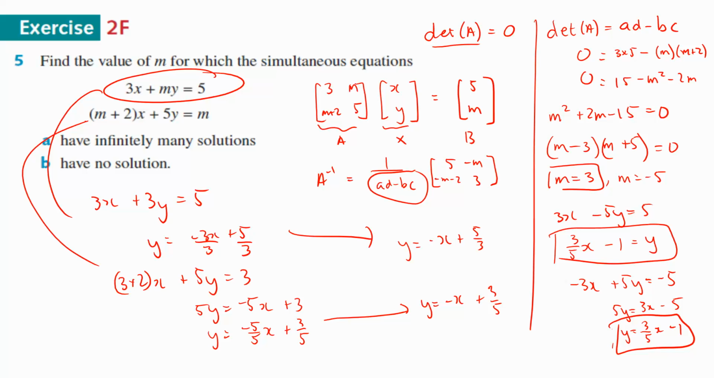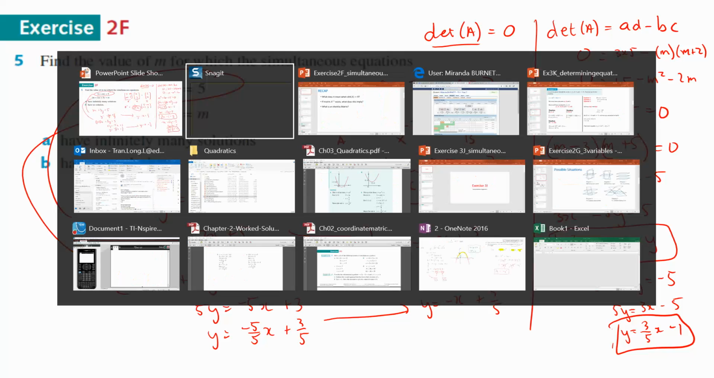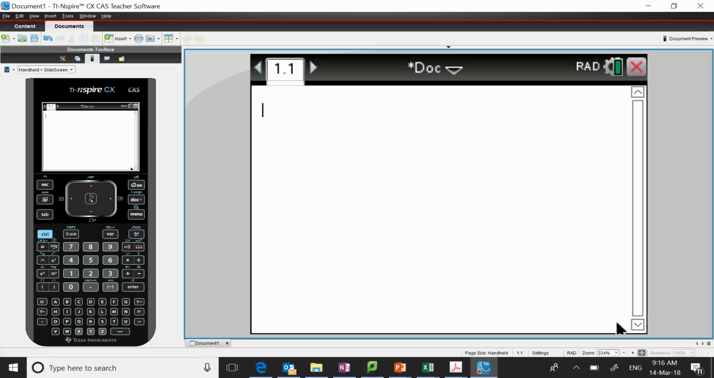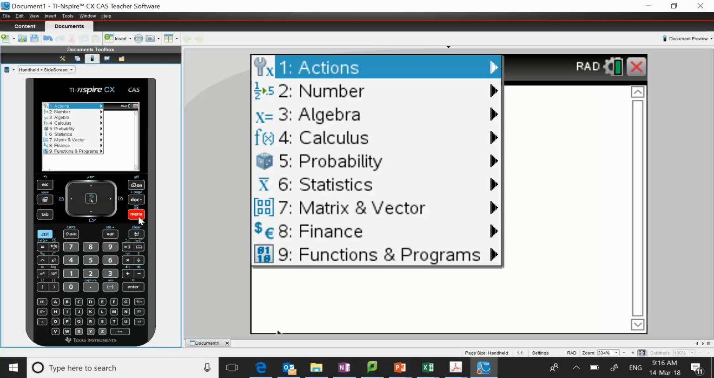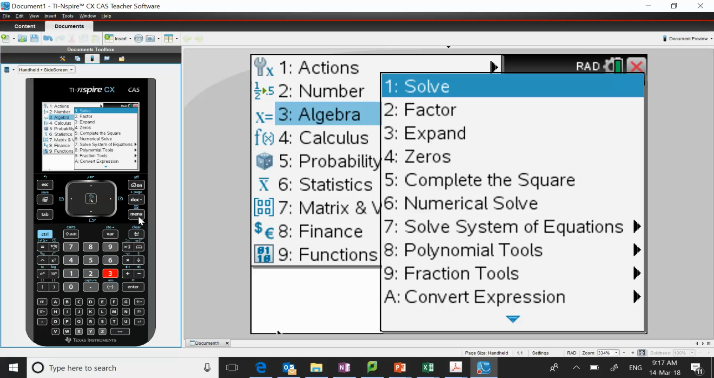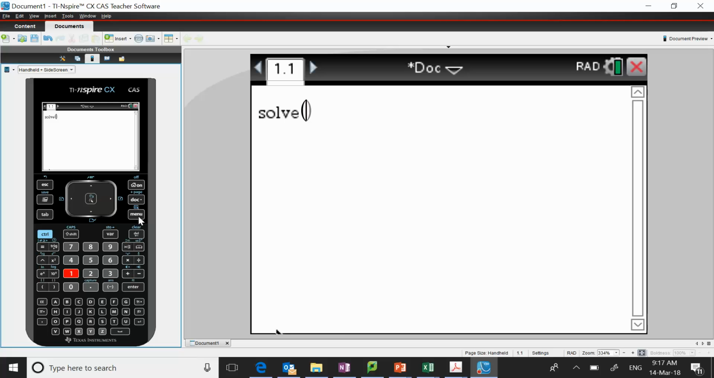Coordinates of intersection or whatever it is. All right. Now, let's do this with a calculator, which is much easier. So first thing, you can do Menu 3-1, which is Menu 3 is algebra, 1 is solve, or you can type solve. Okay, so Menu 3-1 solve.